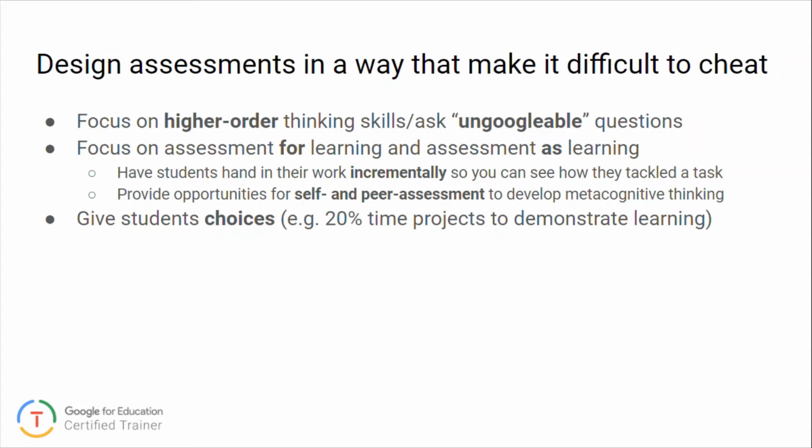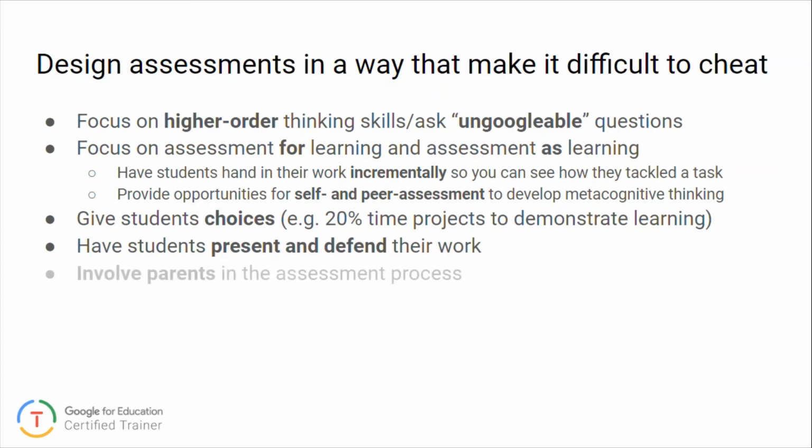You can also give them choices. For example, you can tell them that they have 20% of their study time allotted for completing a project to demonstrate learning. Then you can have students present and defend the work, because if they have to explain what they did, how they did it, and why they did it that way, you can easily check if they have done the work on their own, and you can check their understanding as well.